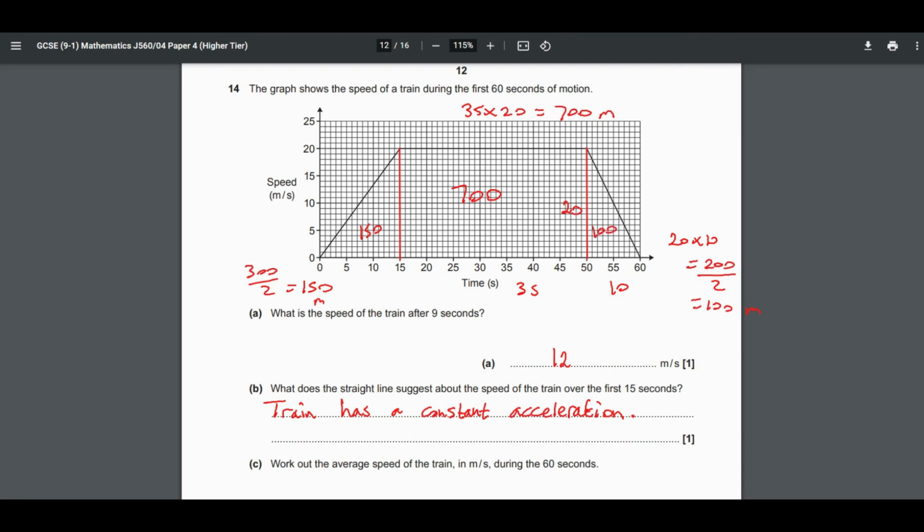So you want to add all those distances up together. So 700 plus 150 plus 100. That gives you 950 meters.